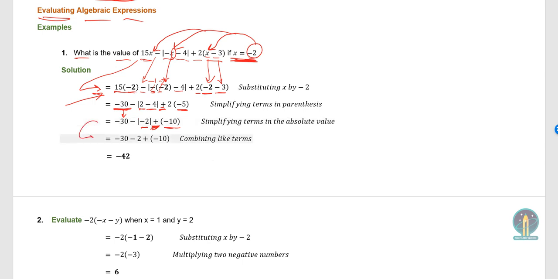So in the next step, I have minus 30 again, and then minus the absolute value of minus 2, which is 2. So it's minus 30 minus 2 plus minus 10. Or again, plus minus 10 is just minus 10, right? So minus 30 minus 2 is minus 32, and then minus 10 is minus 42.